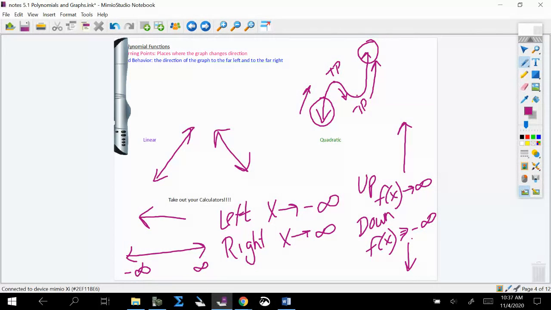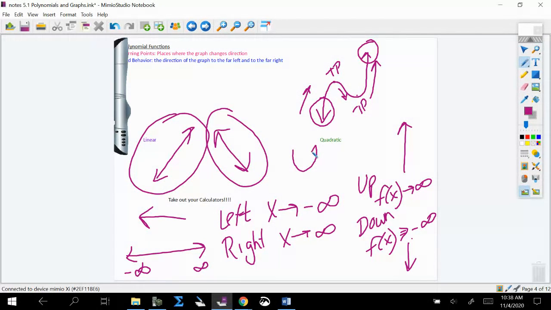So with a line, if you look at this line on the first one, the left side is going downwards. It's going towards negative infinity. The right side is going upwards towards positive infinity. This line is doing the opposite. On the left side, it's heading up. On the right side, it's heading down.